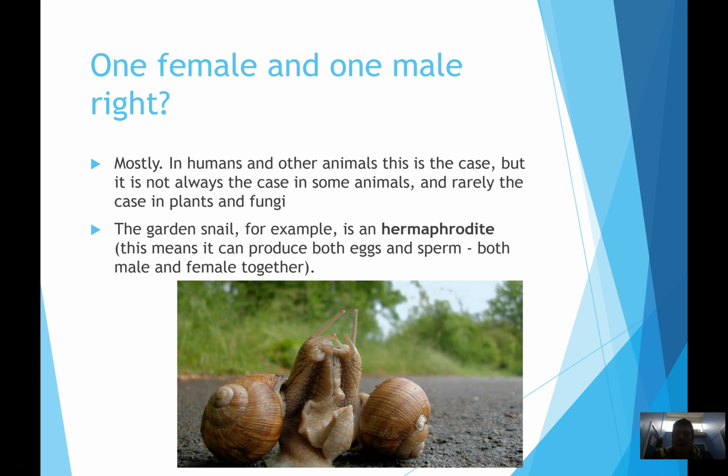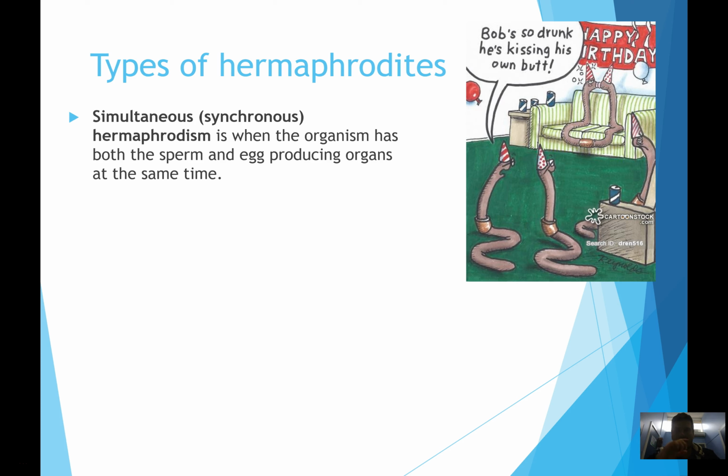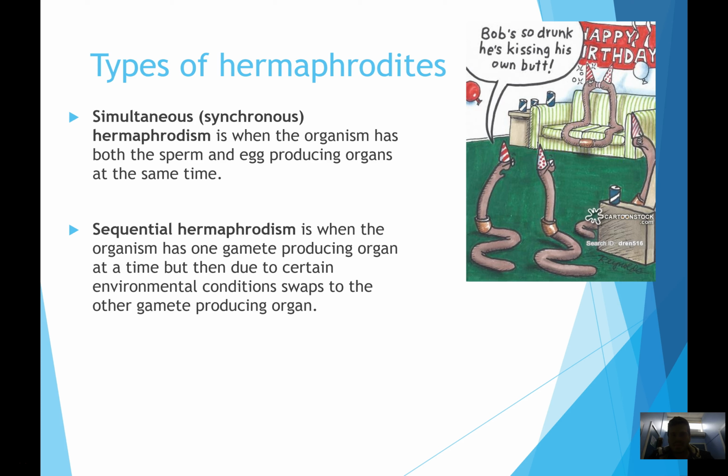For example, the garden snail is what we call a hermaphrodite, which means that it can produce both the eggs and the sperm, both male and female together. Let's talk about some different types of hermaphrodites because they're pretty interesting. We have what we call simultaneous or synchronous hermaphrodism, which is when the organism has both the sperm and the egg producing organs at the same time, and this is like worms.